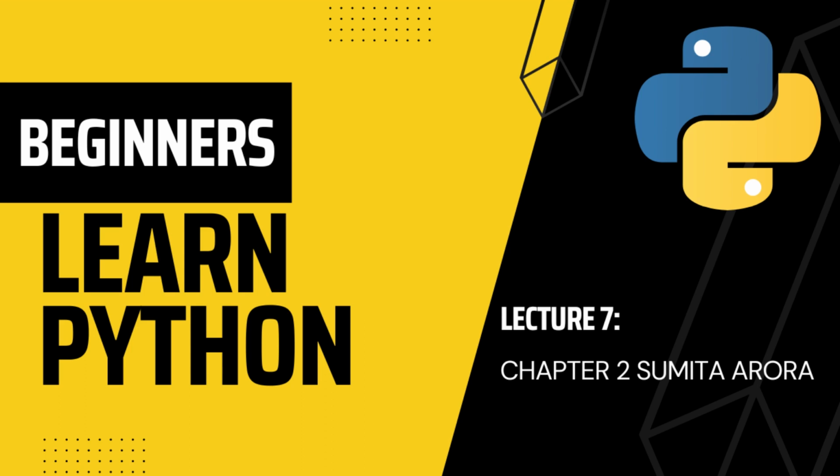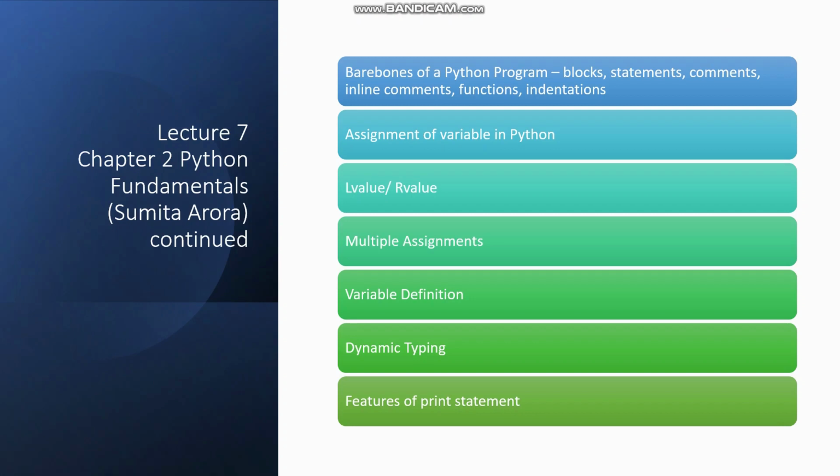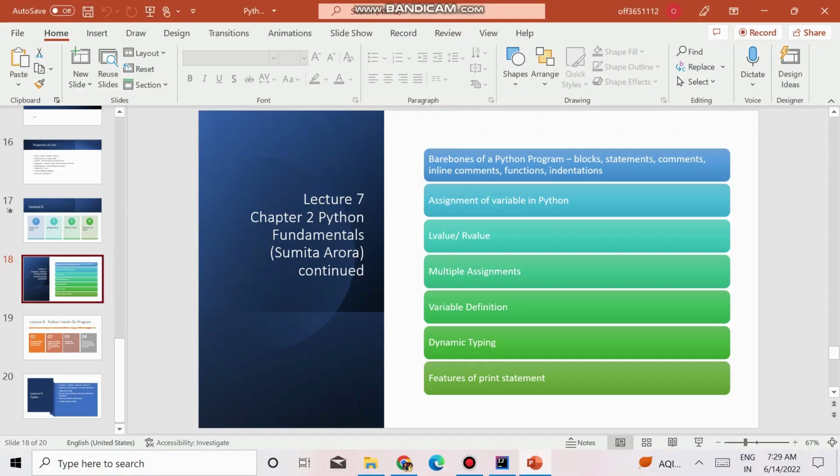So let's start chapter 7. This is chapter 2 of Sumita Arora, Python Fundamentals. We'll be learning about the bare bones of a Python program, assignment, lvalue, rvalue, multiple assignments, variable definition, dynamic typing, features of the print statement. All this stuff will be more of a theoretical part, I could say. And if you have the class 11 Sumita Arora book, this will give you the gist of the second part of that chapter, where the bare bones of a Python program starts.